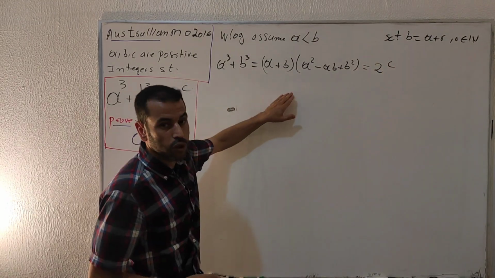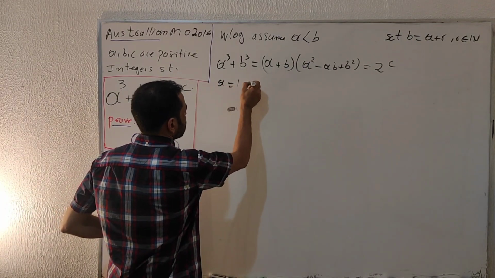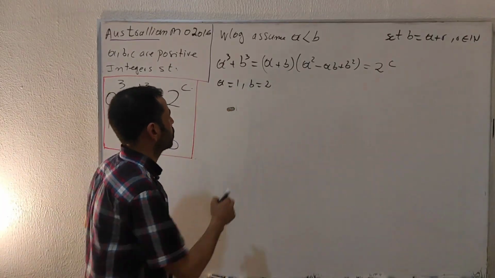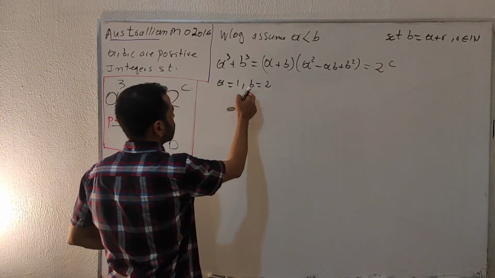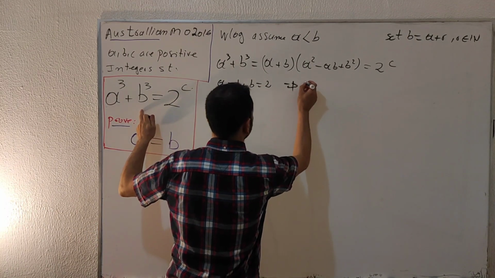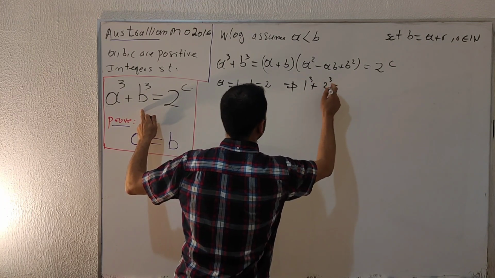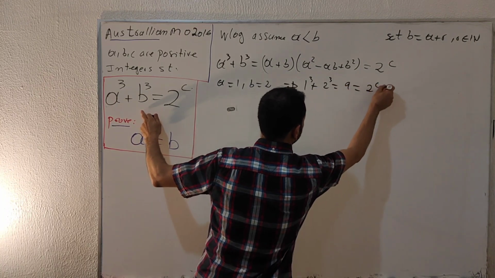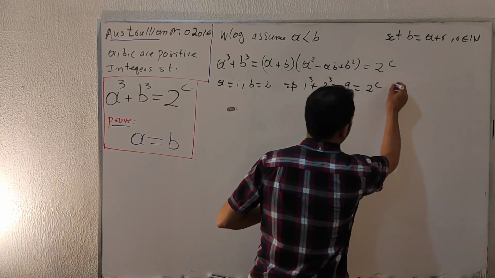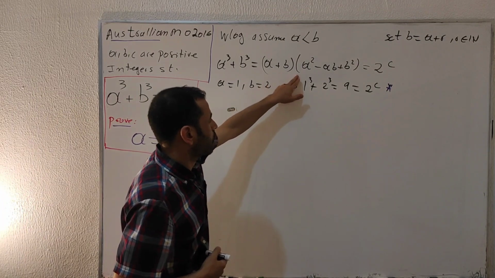First of all, I would like to go through the case when we have A equals 1 and B equals 2. I'm going to tell you in a second why I'm doing this. So A equals 1; replacing this into the original equation, I get 1 cubed plus 2 cubed, which is 9, equals 2 to this power. This is not a power of 2, which is impossible. So we have a contradiction at the point A equals 1 and B equals 2.